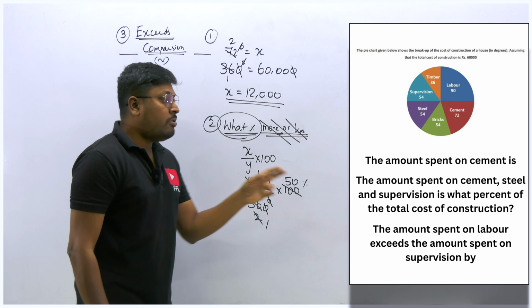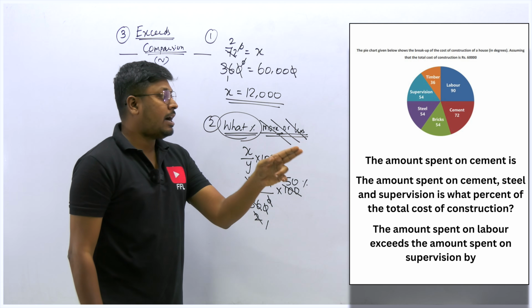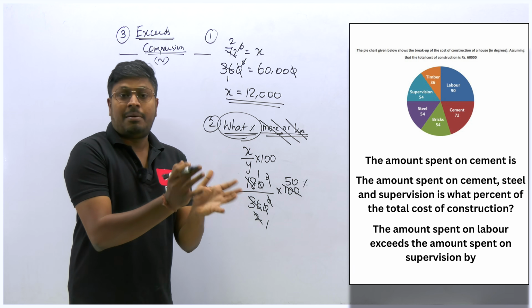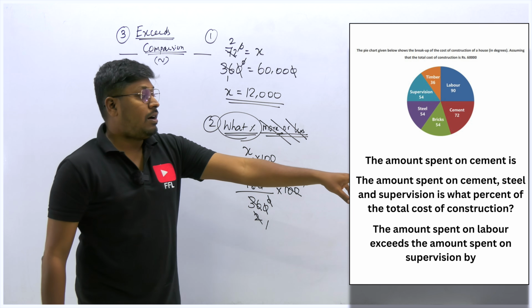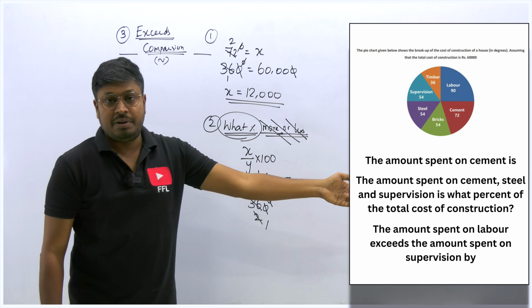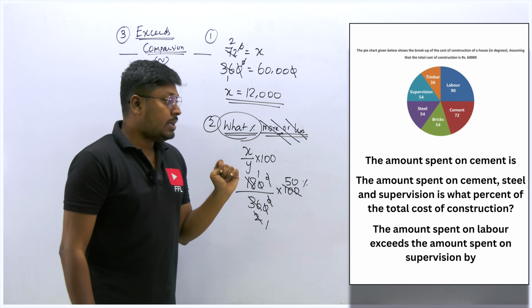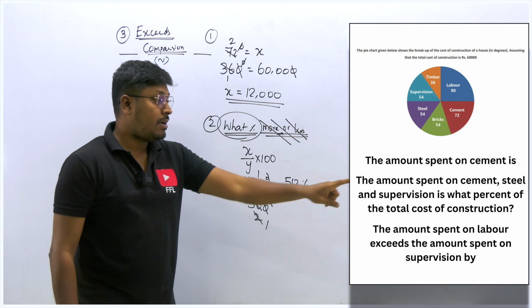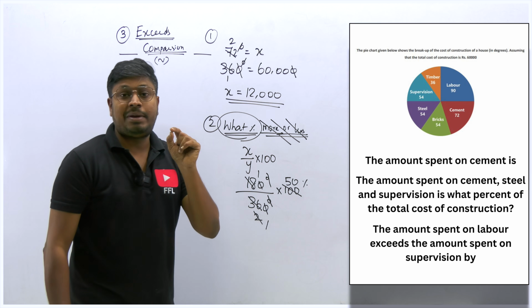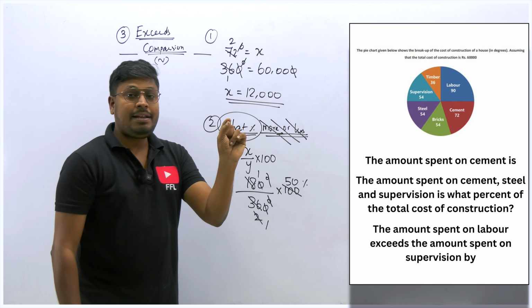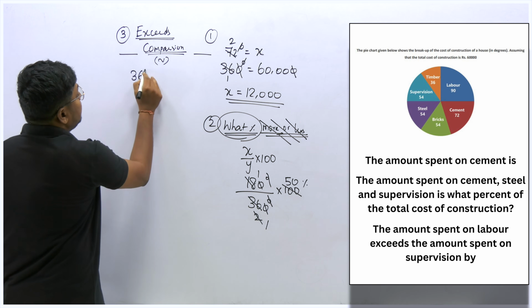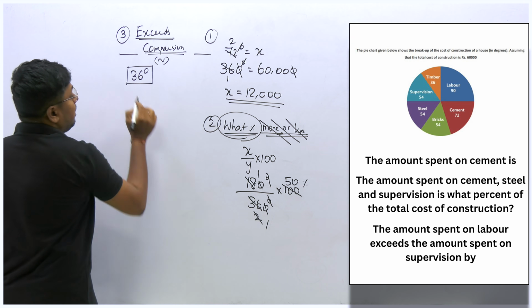So now the amount spent on labor exceeds the amount spent on supervision. So we have to compare how much amount is spent more for the labor compared to the supervision. First, labor is how much? So labor is 90 degree. So 90 degree they spent for labor. And for the supervision they have spent 54 degree. So 90 degree minus 54 degree will be 36 degree. So 36 degree is the difference between both the things, right?